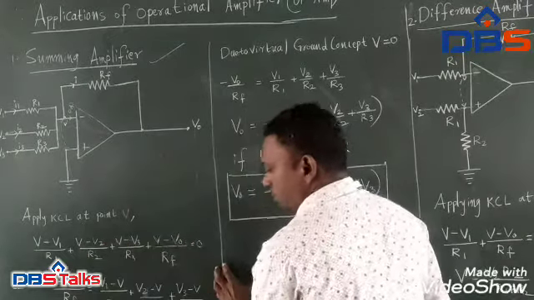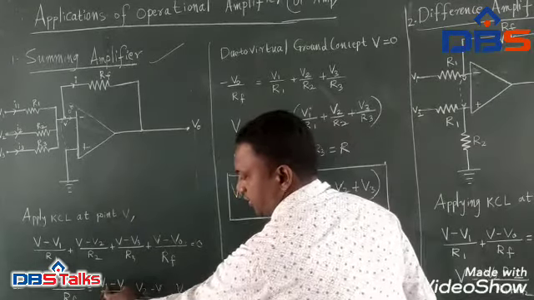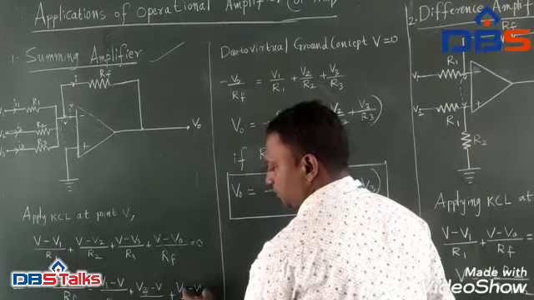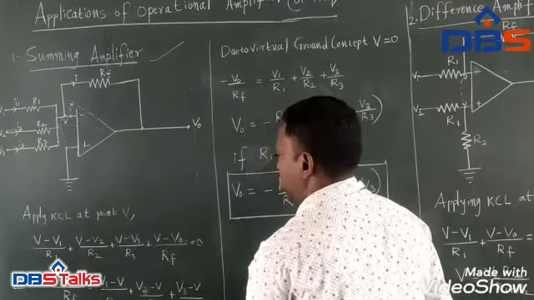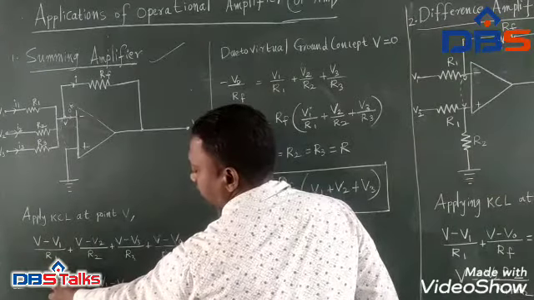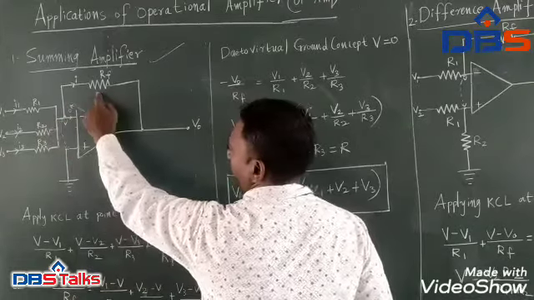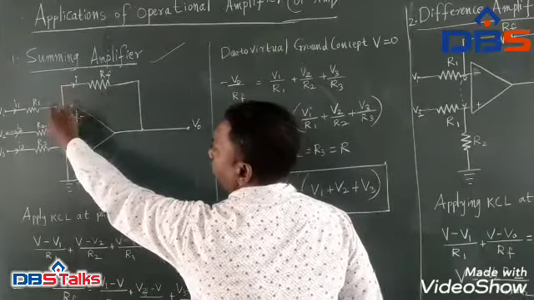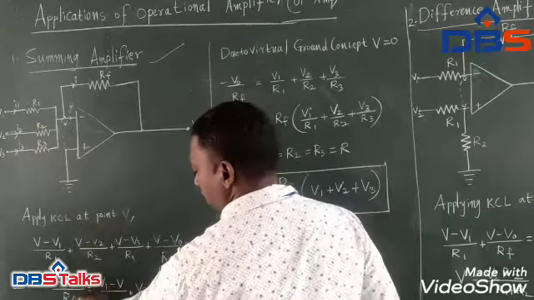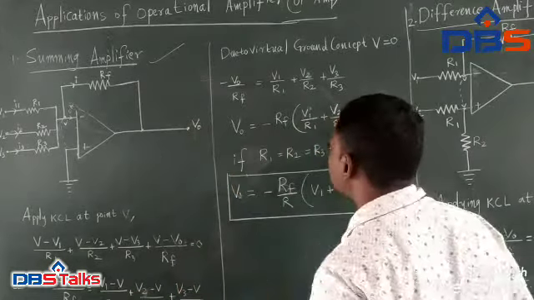The remaining three terms I am bringing into the right hand side. When you do that, you get this equation: V1 minus V by R1, V2 minus V by R2, V3 minus V by R3. So therefore, this current, what is this current? V minus V0 by RF. V minus V0 by RF is equal to, what is that? This current is equal to the sum of these three currents. So that's what I is equal to: I1 plus I2 plus I3.